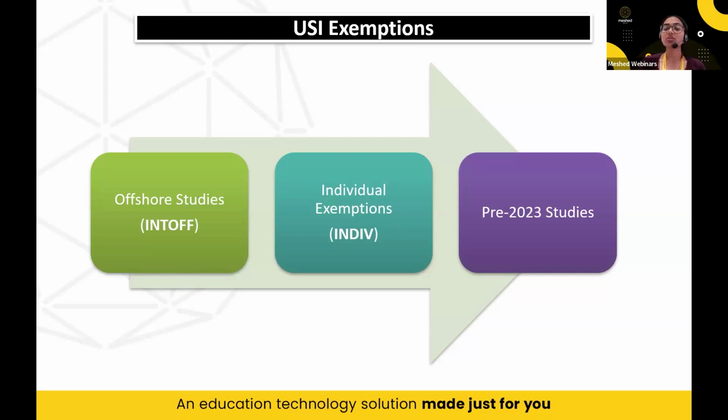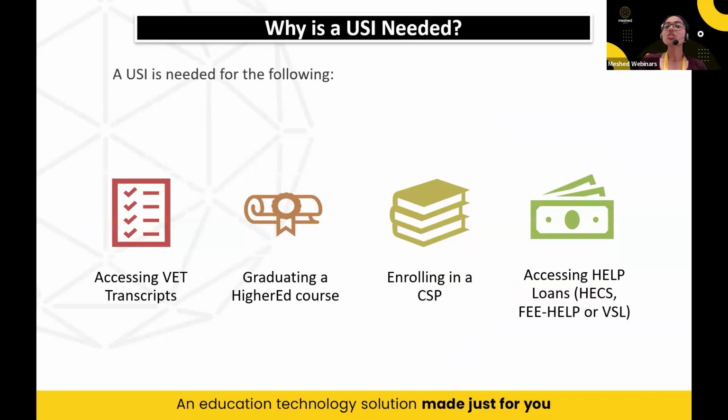But if the student does not fall in any of these exemptions, then we definitely need a USI recorded for the student. So, why is a USI needed? A USI is mostly needed for the following, as you can see on your slide. These are again the broad or the primary categories where a USI is required.